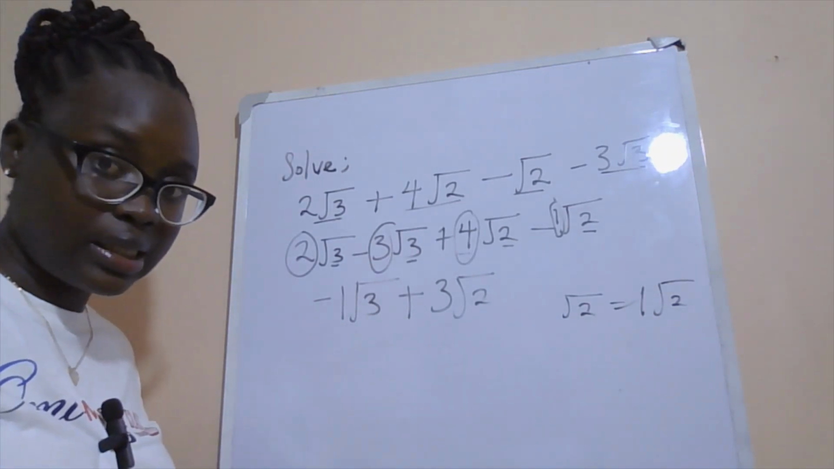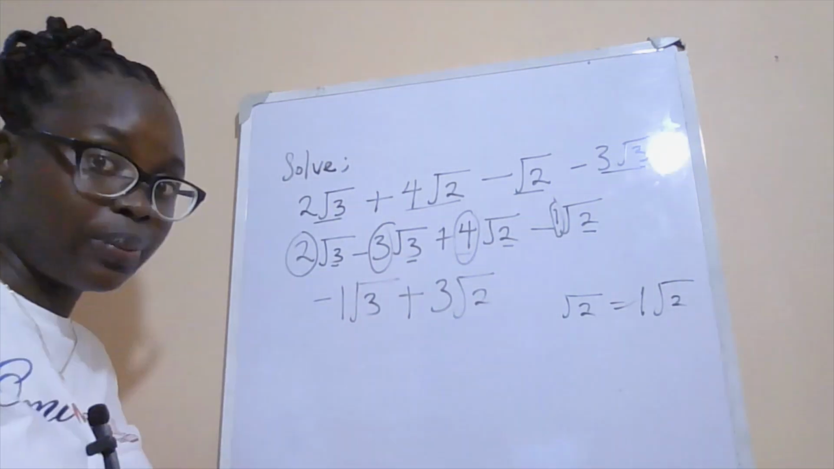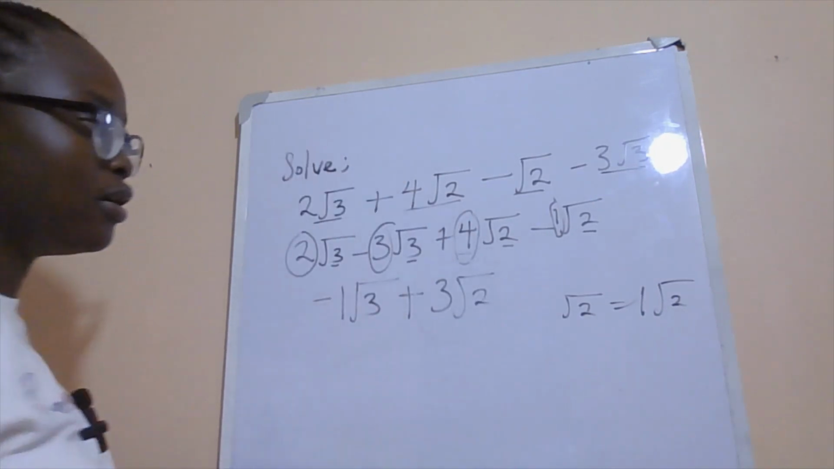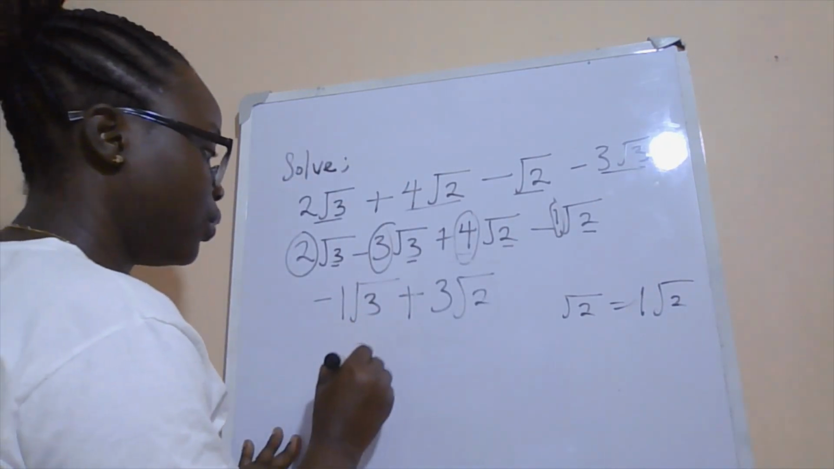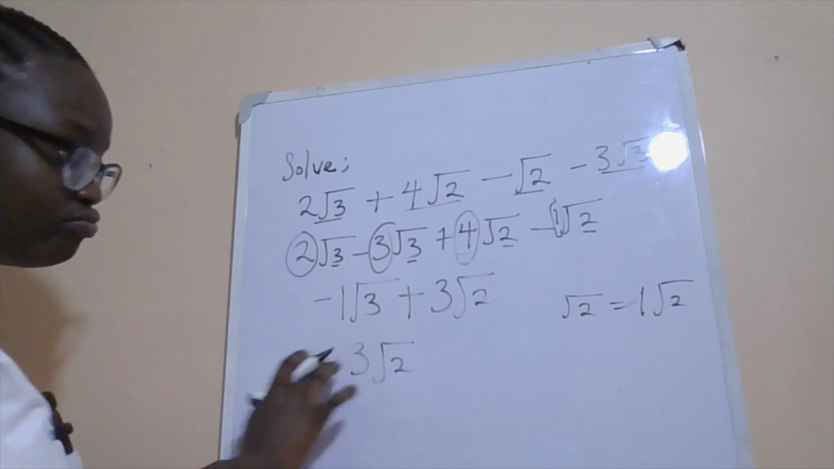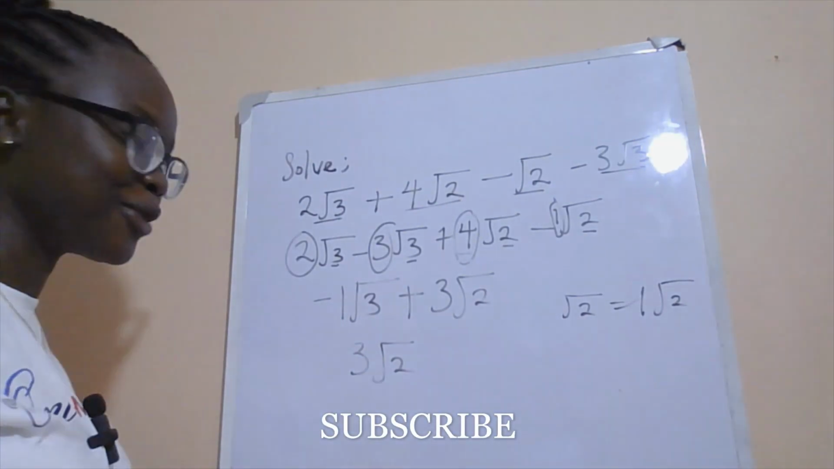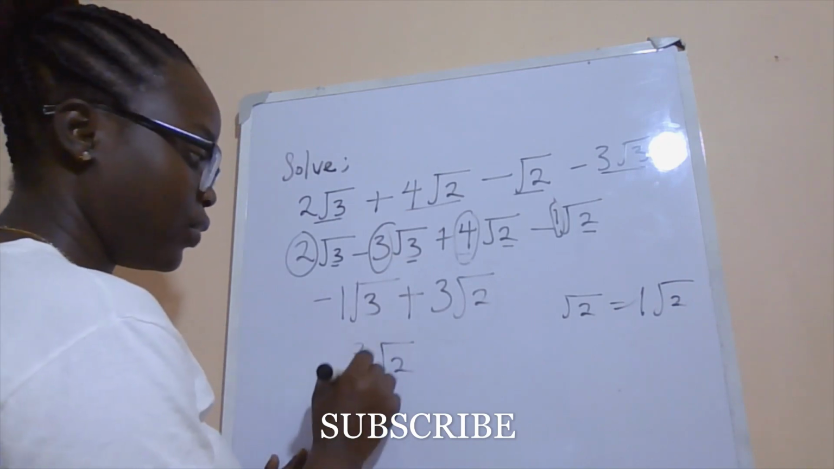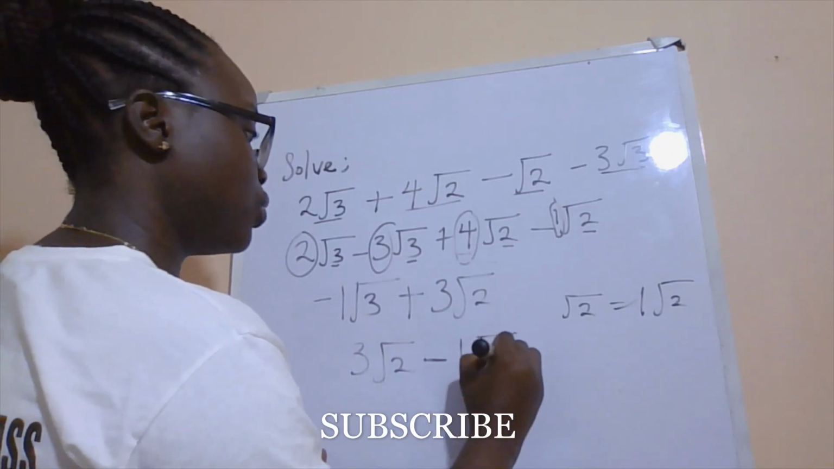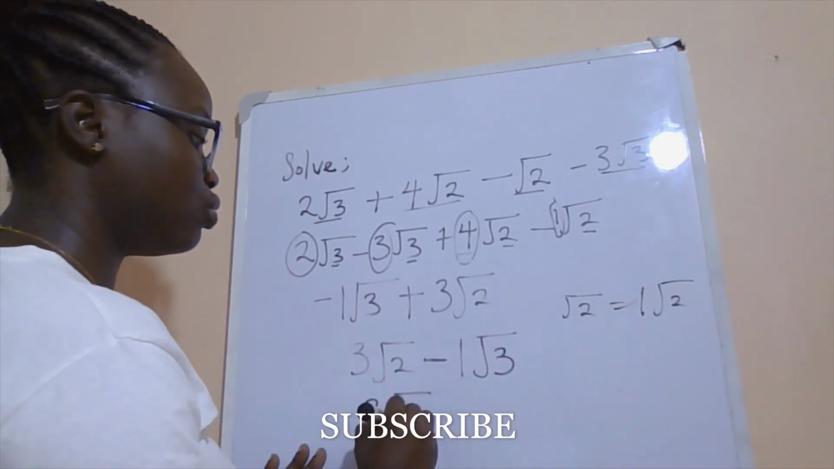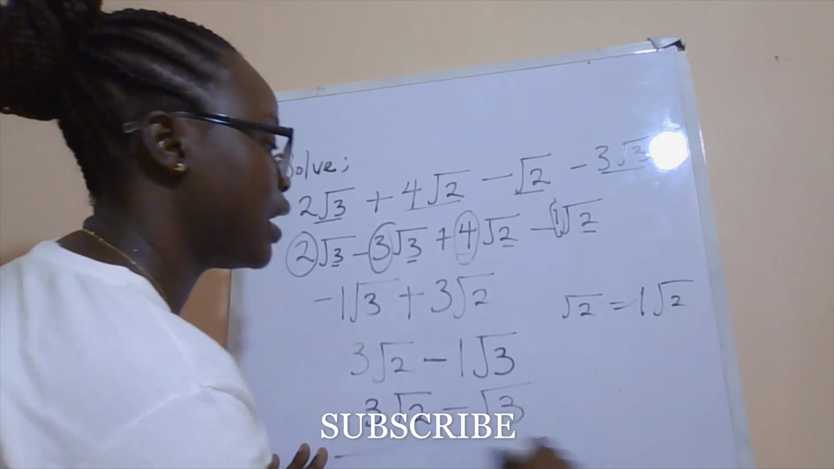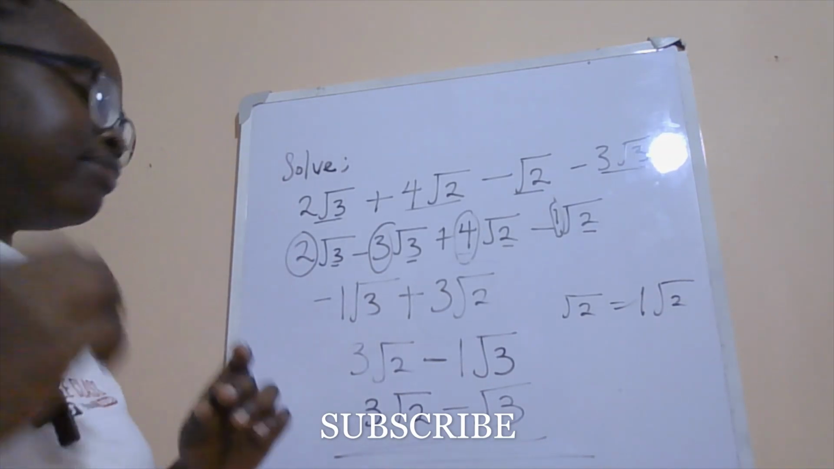You can also write it as this. You can decide to bring the one with the positive number forward. That means you can decide to bring this plus 3 forward. So we have 3 root 2. Note that you can decide to write your plus or you might decide not to put it. It still means the same thing. So we have 3 root 2 minus 1 root 3, or 3 root 2 minus root 3. And that is our answer.